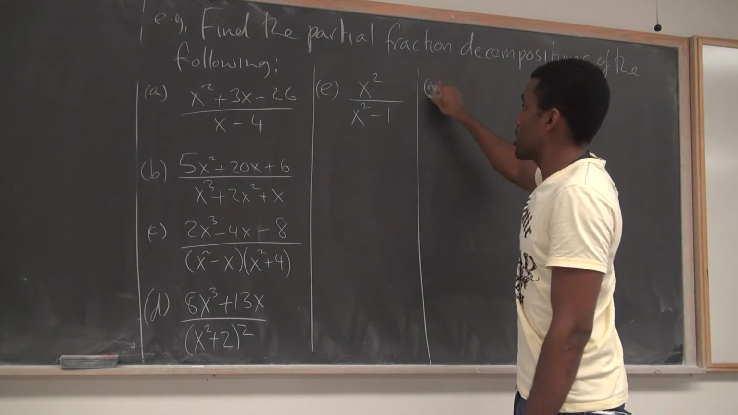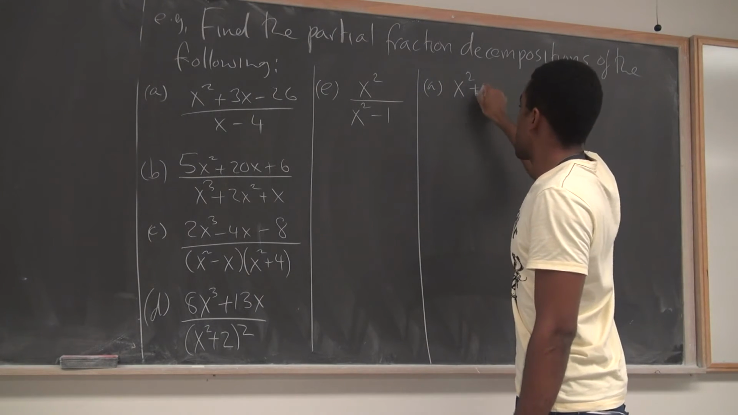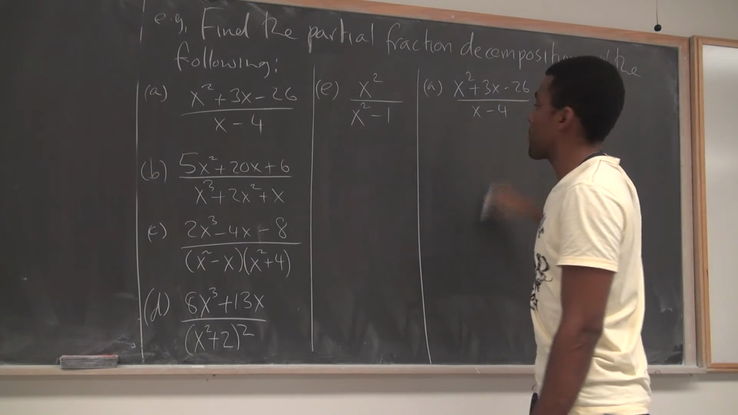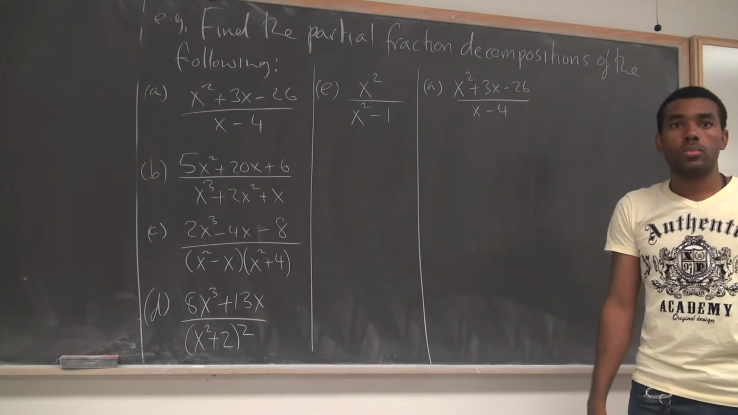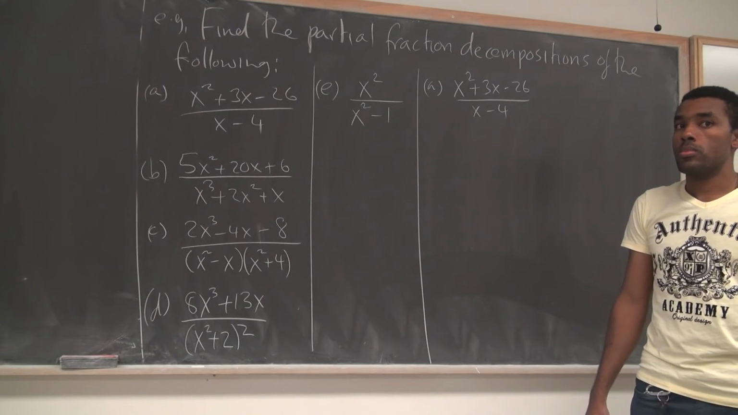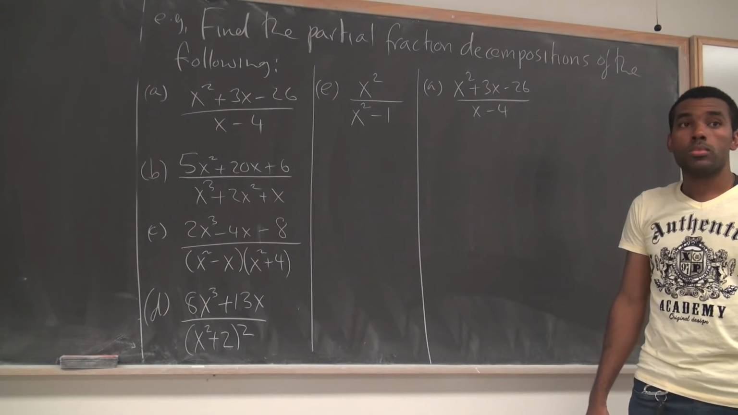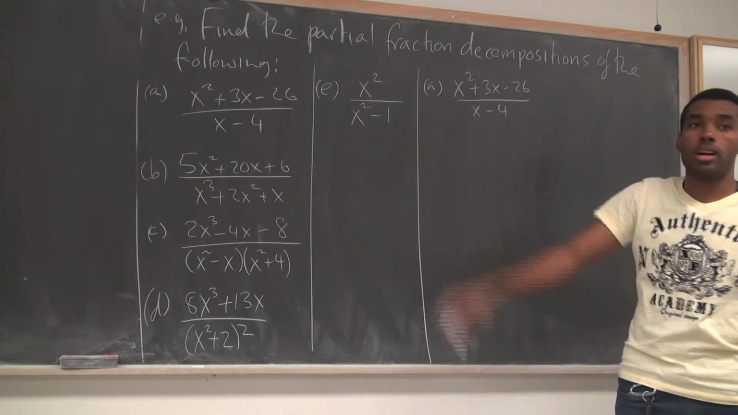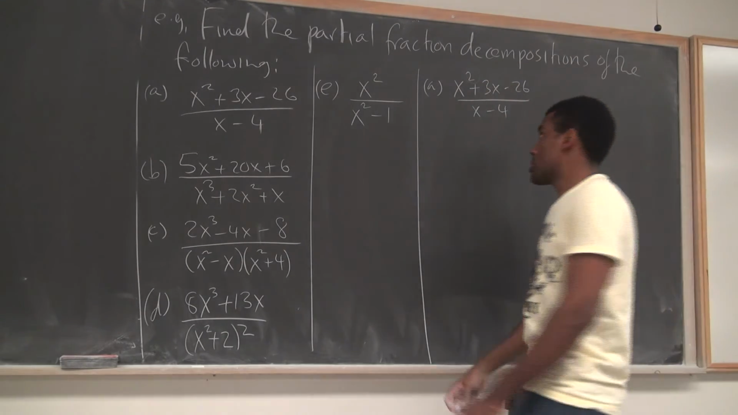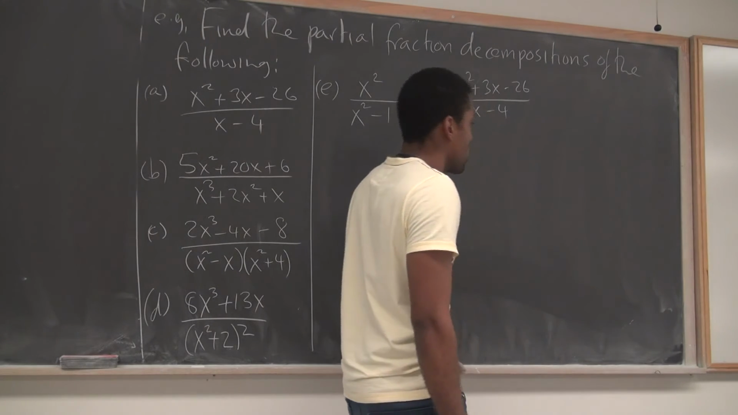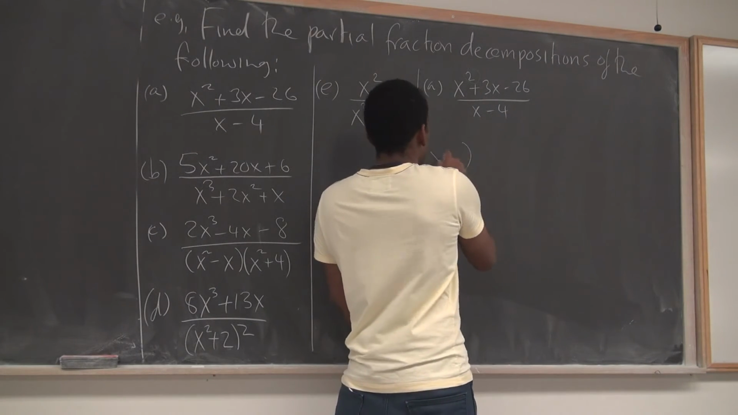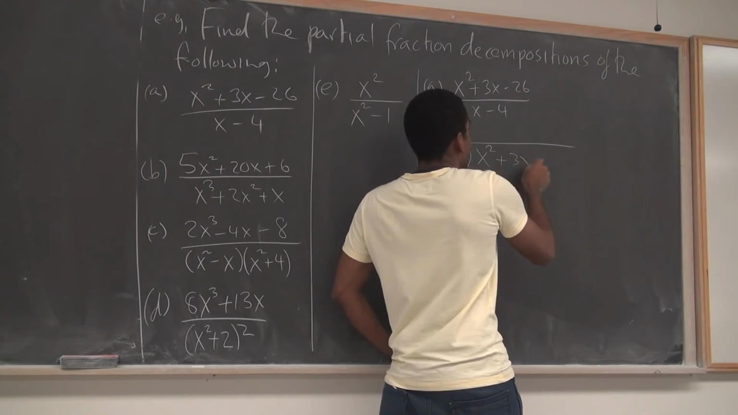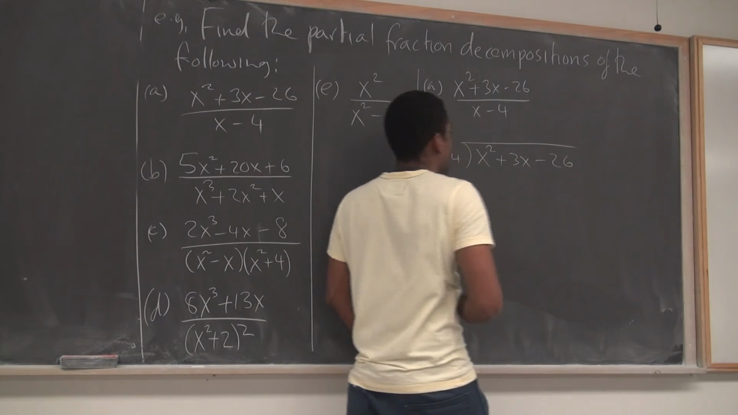Let's look at A. Long division. You look at that, the power on top is higher than the power on the bottom. So we have to do either long division or maybe some other manipulation. So we can do x minus 4 out here, x squared plus 3x minus 26.